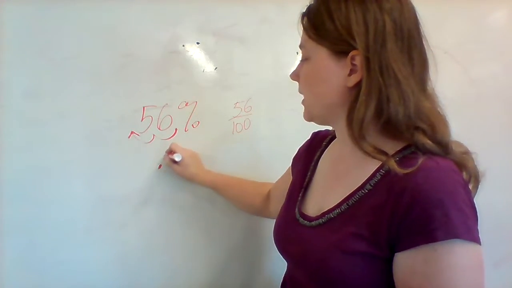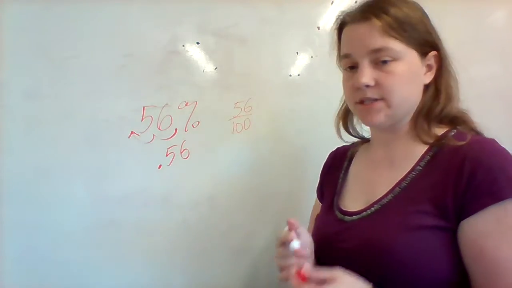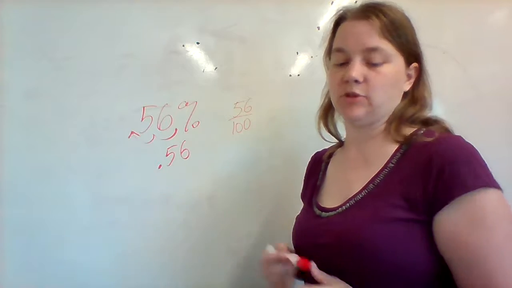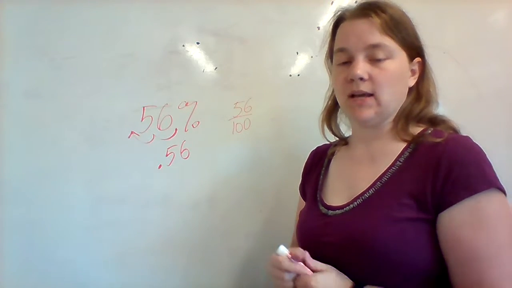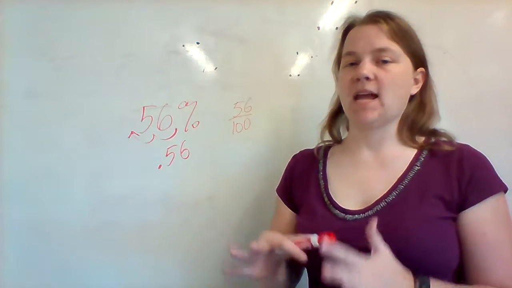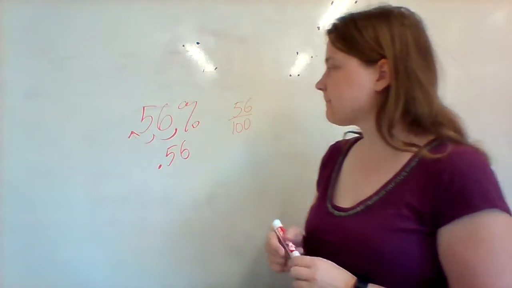So we have 0.56. Now you can think of it as dividing by 100 and moving the decimal 2 places to the left. Or you can think about it this way, and it's going to get a little bit sappy, so just kind of stick with me.